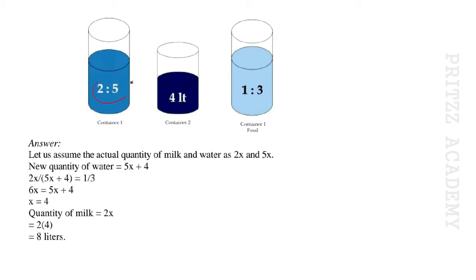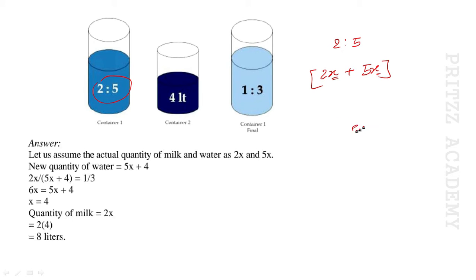So from this ratio, what we can say, the ratio of milk to water is 2:5, which means there is 2x amount of milk and 5x amount of water. Okay, this is what we can say. What is this x? This x is a common factor we use to make ratios.